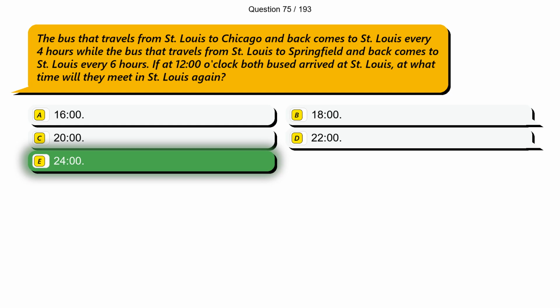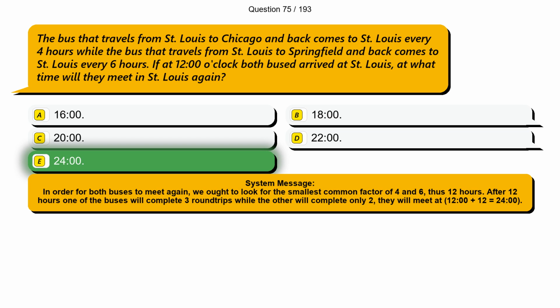The correct answer is option E, 2400 hours. In order for both buses to meet again, we ought to look for the smallest common multiple of 4 and 6, thus 12 hours. After 12 hours, one of the buses will complete 3 round trips while the other will complete only 2. They will meet at 12 o'clock plus 12 equals 2400 hours.